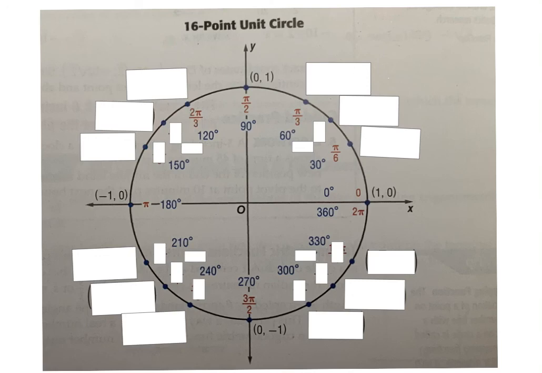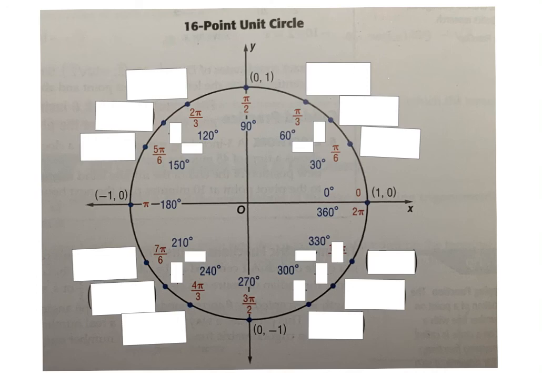4 pi over 6 reduces. 5 pi over 6. 6 pi over 6 reduces to pi. 210 is 7 pi over 6. 240 is 8 pi over 6. All of your evens will reduce to thirds, right? Everybody see that? All of your evens will reduce to thirds. So this is 8 pi over 6.